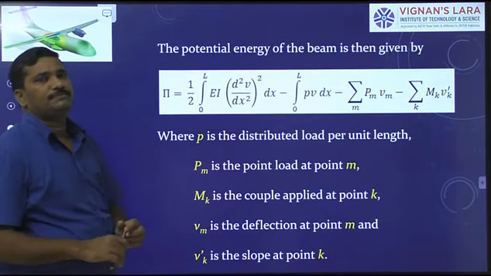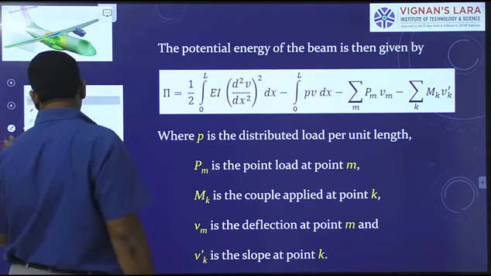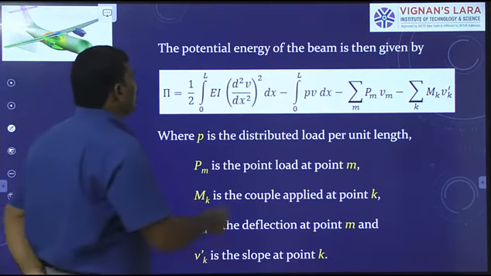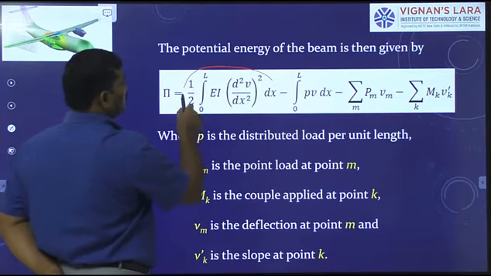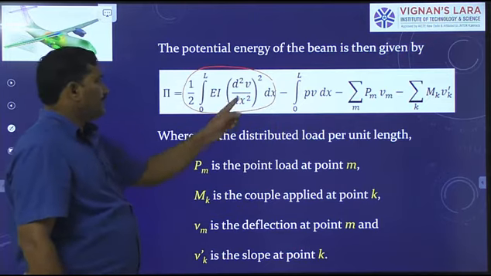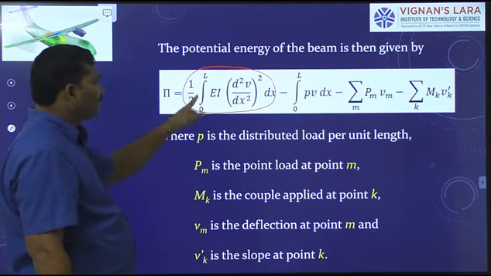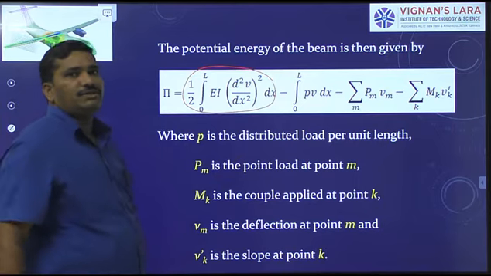Good morning, dear students. In the last class, we derived the expression for strain energy of the beam. The expression for strain energy of the beam is 1/2 times the integral of EI (d²v/dx²)² dx over the length of the beam. And this is the expression for strain energy of the beam.